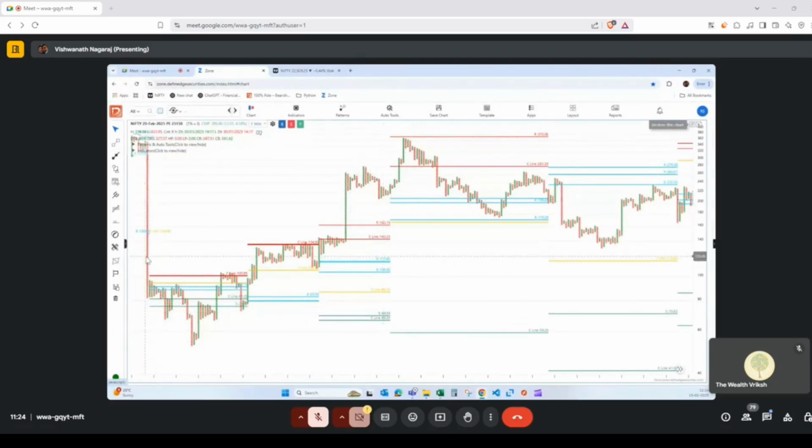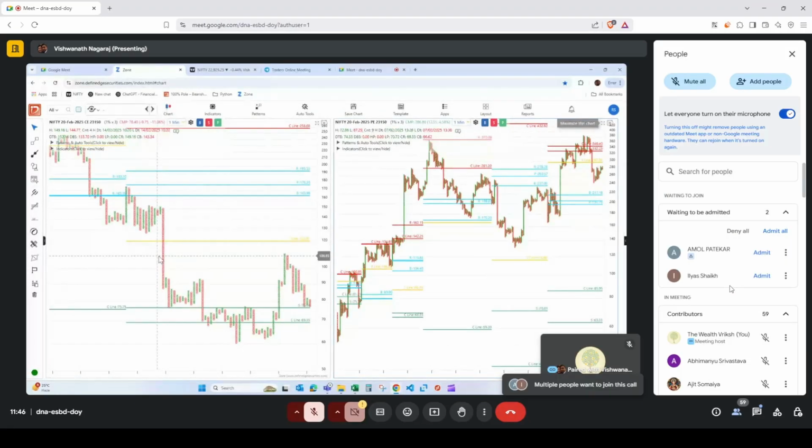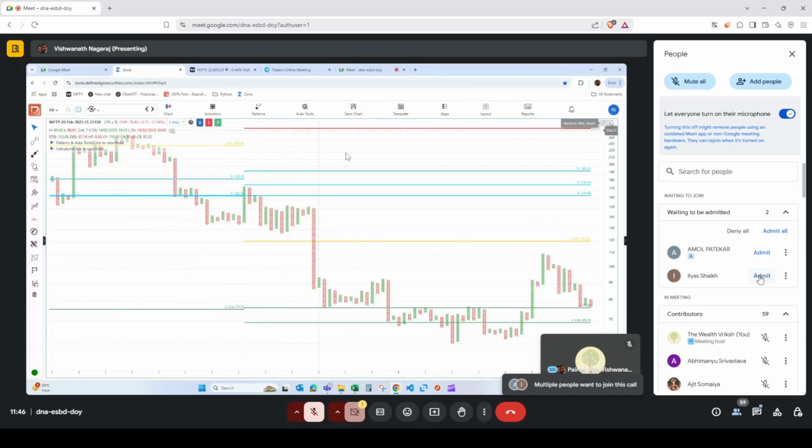See, this was here, and then this went sideways. It broke here, and whatever pullback came was an opportunity to sell again. Okay, let me summarize. I think people are asking questions on how, what, and can you quickly summarize, sir? I will.